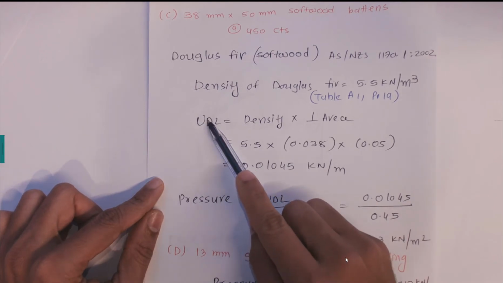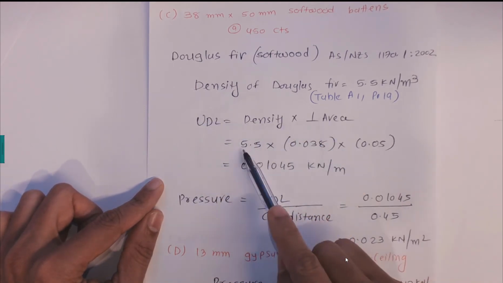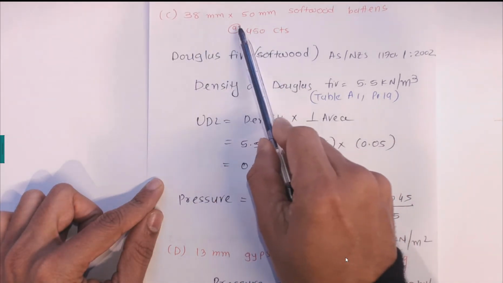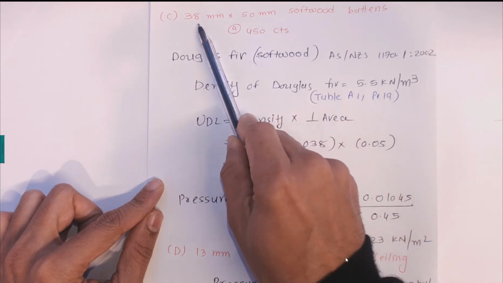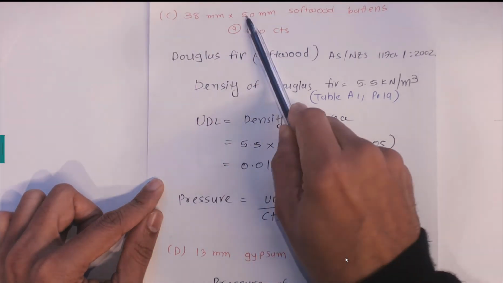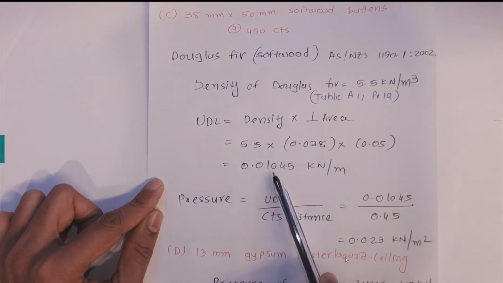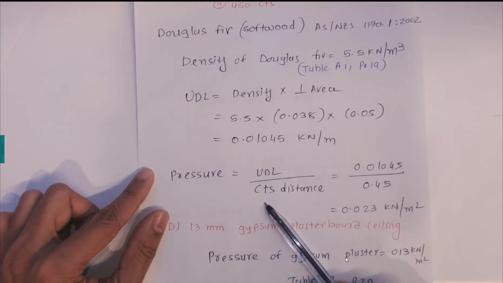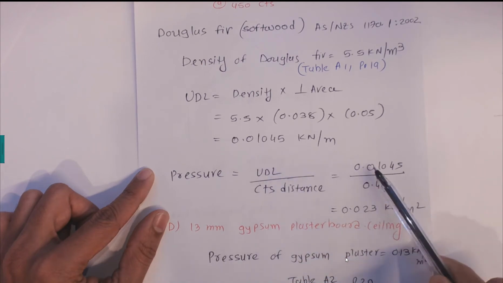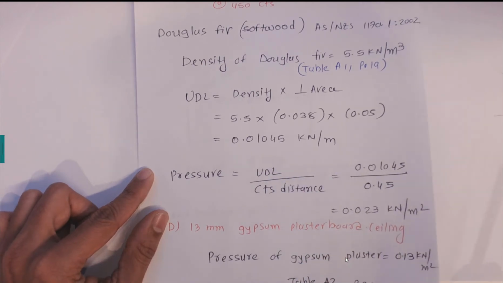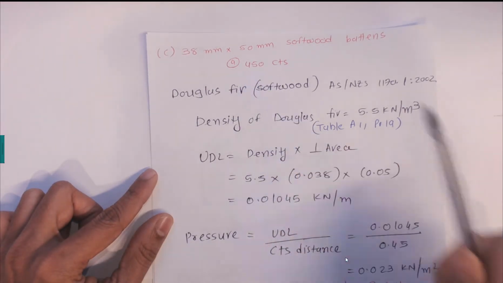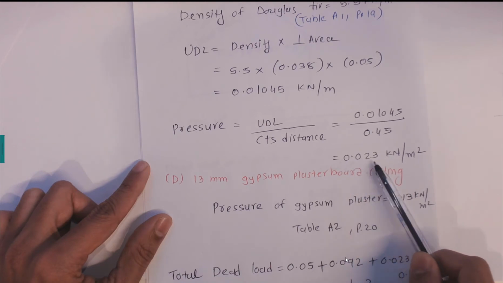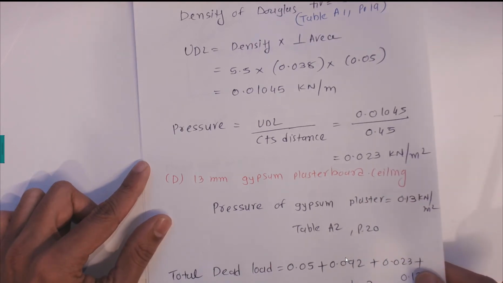Now we first calculate the UDL, density times perpendicular area. So density is 5.5 kilonewton per meter cube. Area is given here, which is 38 millimeter by 50 millimeters. So we can convert into meters, which is 0.038 and 0.05. So we get the UDL load of 0.01 kilonewton per meter. Now once you get the UDL, we can calculate the pressure equal to UDL over center distance, which is UDL 0.01 over the center distance of 450 millimeters. So that center distance is 0.45 meters, and the final pressure would be 0.023 for the third layer, the battens.